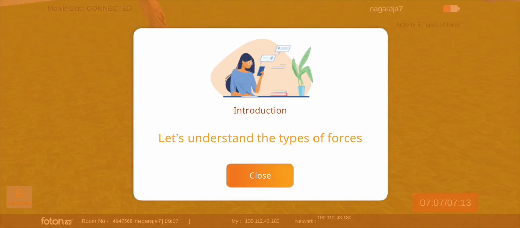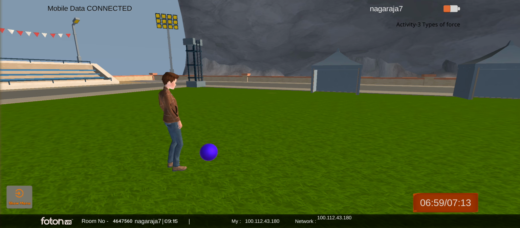When two objects interact with each other and have physical contact with each other, it is known as contact force. Can you push a football without touching it? No, right? Here, there is a man and a ball. Now, the man kicks the ball.